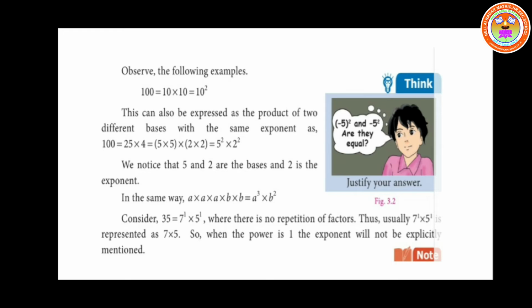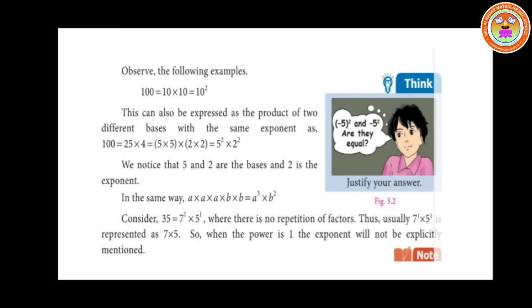So you can write in exponential form: 5 into 5. How many 5s are there? Two 5s. How many 2s are there? Two 2s. So you can write 5 square into 2 square. Do you understand, children? We notice that 5 and 2 are the bases and 2 is the exponent, or the power.